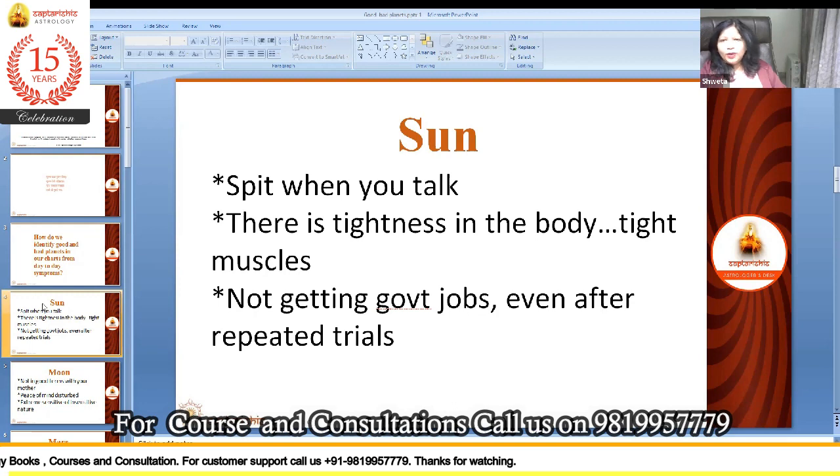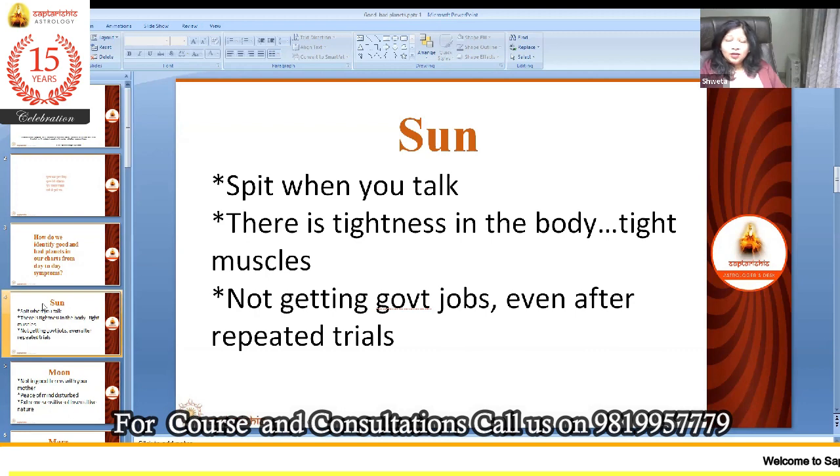Or maybe, when you sleep, there is some liquid or spit discharge that comes from your mouth, and your pillows are wet. It happens, right? It happens. So if that is there, it means the sun is not giving its full result, or the significator is weakened.